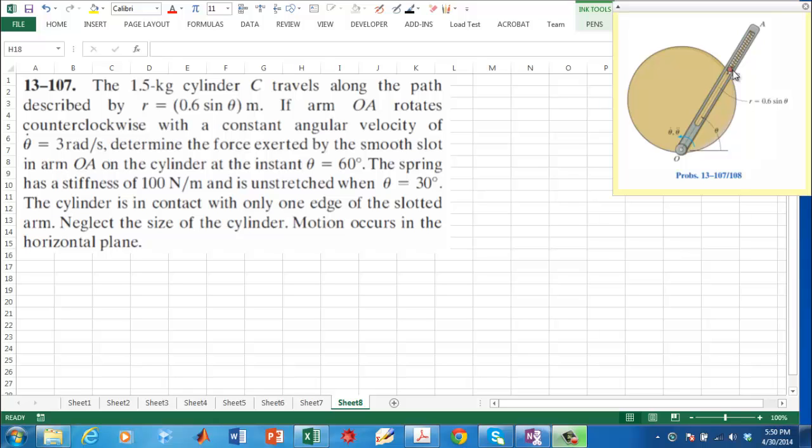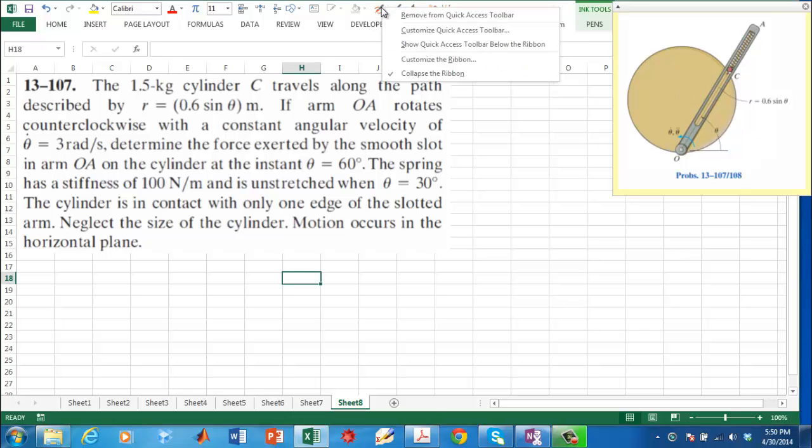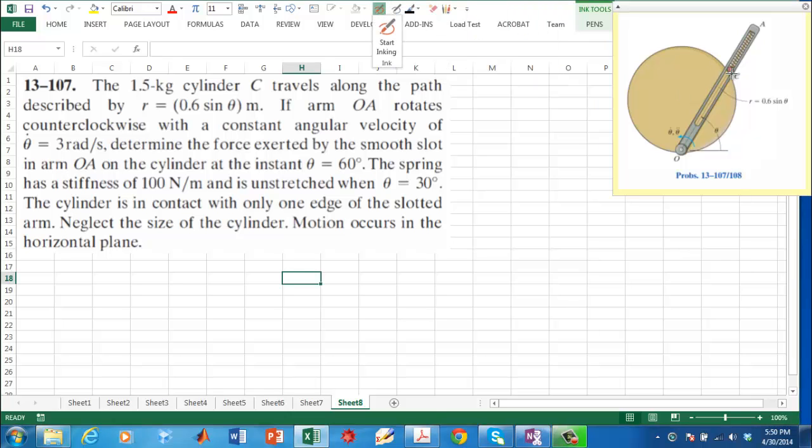You have a cylinder, and the cylinder is here. Let me point out where it is. It's this thing. That's the cylinder, which has a mass of 1.5 kilogram. It travels around this path. Can you see that path? The path is given by r as a function of theta. So this radius is r, as a function of theta.